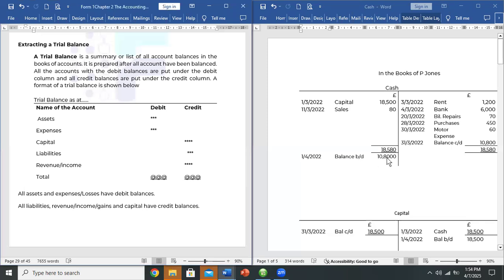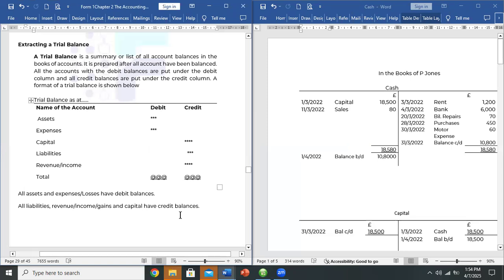Because the BD is at the debit side. Or if you use the, which side is bigger? The debit side is bigger than the credit side. So this account has a debit balance. So you put it at the debit. If it has a credit balance, you put it at the credit side.